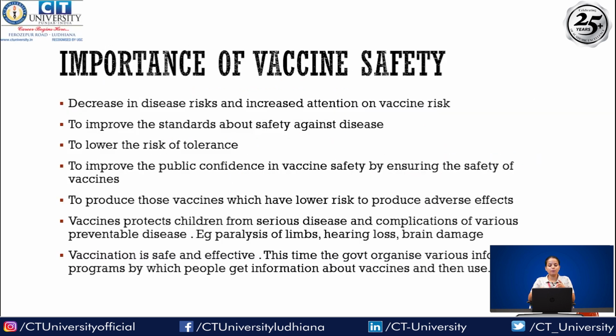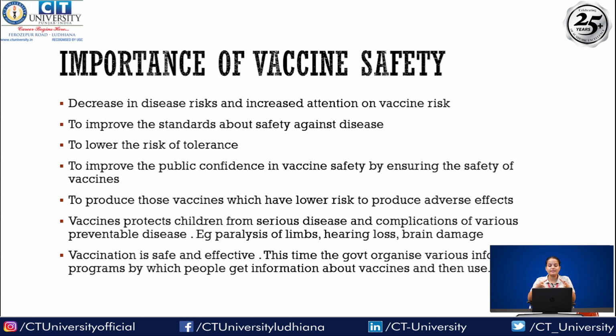Now coming to another important topic, that is importance of vaccine safety. Already we know what is vaccine, we know the classification of vaccine. Now we are jumping into another section, that is importance of vaccine safety. Vaccine safety is very important. There are several importances of vaccine safety that we need to keep in mind before taking it. First is a decrease in disease risk, because we are taking vaccine to boost the immunity, to get rid of any disease. And the second one is to improve the standards of safety against disease, to lower the risk of tolerance, to improve the public confidence to use the vaccine.